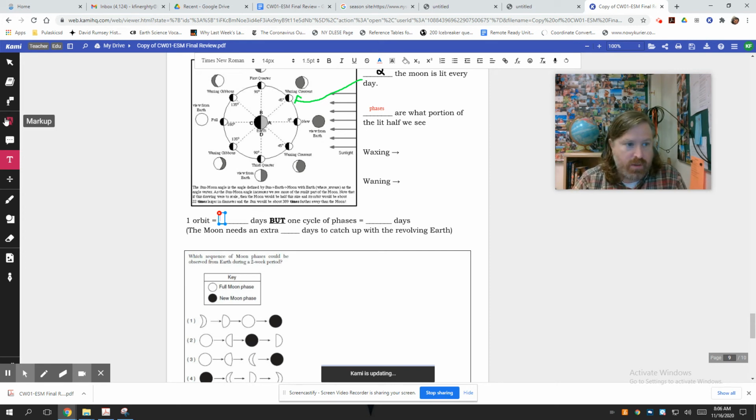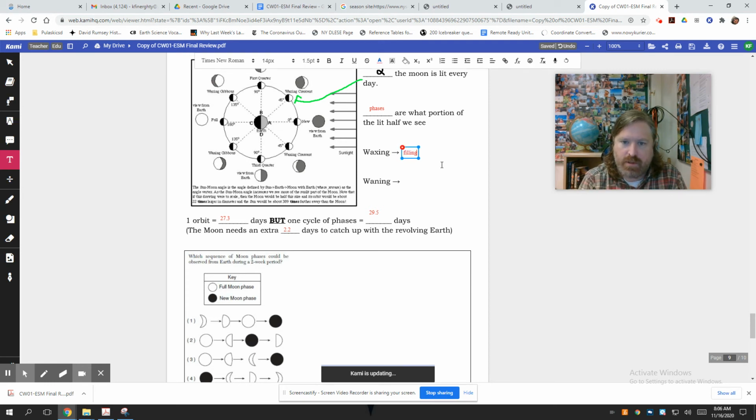You can do it. One orbit is 27.3 days. Oh, look at that. 7.3. One cycle of phases, and that's in the reference tables, that first number. This one is not: 29.5 days. And it's that whole idea, let's see, cheat sheet number 3, if you're stumped on that, that the moon needs an extra 2.2 days to catch up to the revolving Earth.